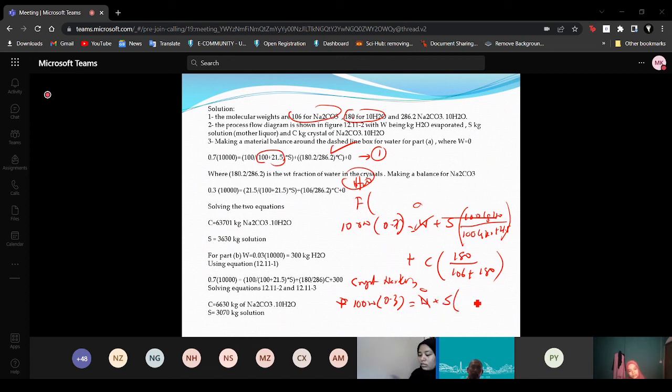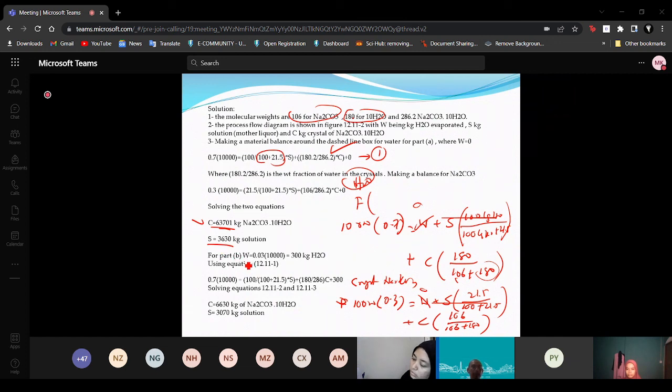Now what is the solute? 21.5 divided by 100 plus 21.5, the solubility value. And then plus C, the crystal. The molecular weight of sodium carbonate is 106, and the total of that crystal is 106 plus 180. 106 is sodium carbonate, 180 is water because you have 10 waters. So you have two equations. You solve them simultaneously, you can use the calculator, it can solve directly. So crystal is 6,300. The solution that comes out without crystal is 3,600.